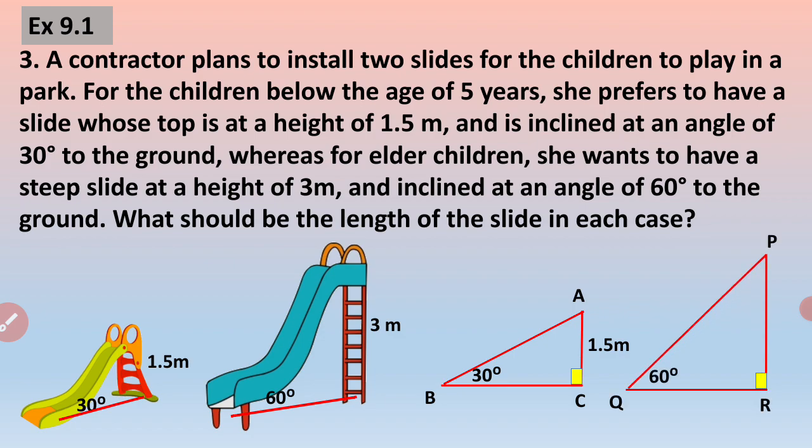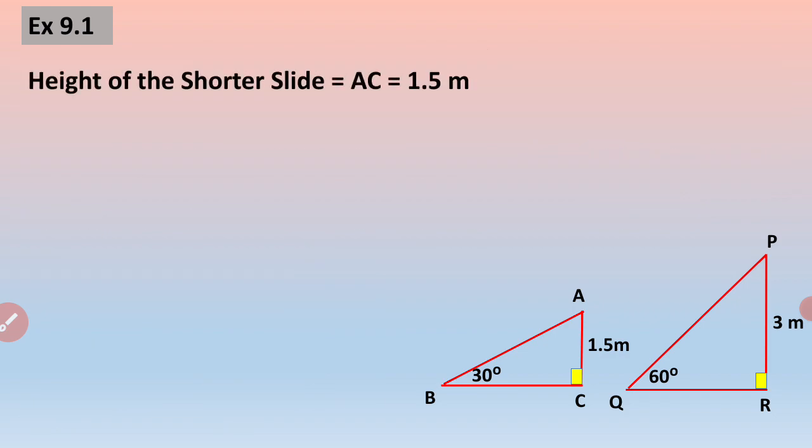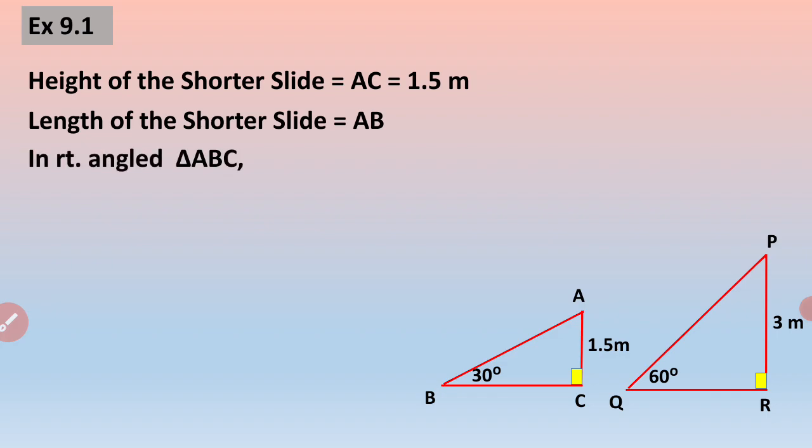ABC is the figure that is used for the smaller children and PQR for the elder ones. Now in this case, we have to find out the length of the slide. That means I have to find out AB and PQ. Let us explain what AC, AB, PR and PQ is. AC is the height of the shortest slide, which is 1.5 meter, and AB is the length of the shortest slide.